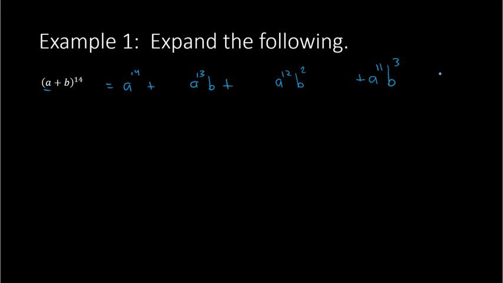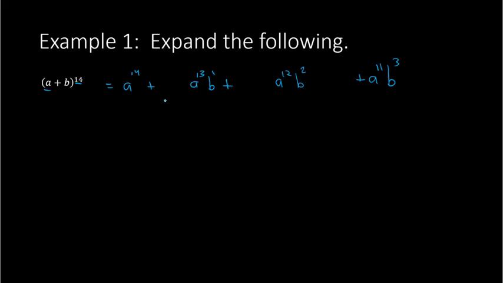This pattern would continue. And by the way, notice that the exponents with the variables will always add up to be whatever this exponent was. So since the exponent is a plus b to the 14th power, your exponents for each term should also add up to 14. And we see that is the case. A to the 14th power, here we have 13 and 1, here we have 12 and 2, and then we have 11 and 3. Each of those exponents will add up to be 14.